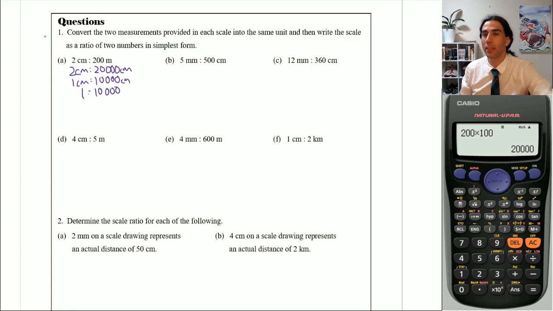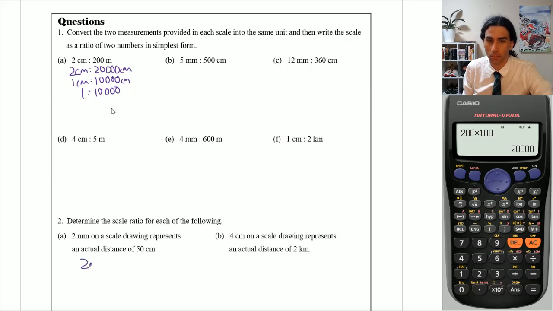So get them in the same units. That's how we do actually all of them. I'm going to scroll and I'll come back to this. Oh no, I'll leave it there for a bit more. Determine the scale ratio for each of the following. 2 millimeters on a scale drawing represents an actual distance of 50 centimeters.